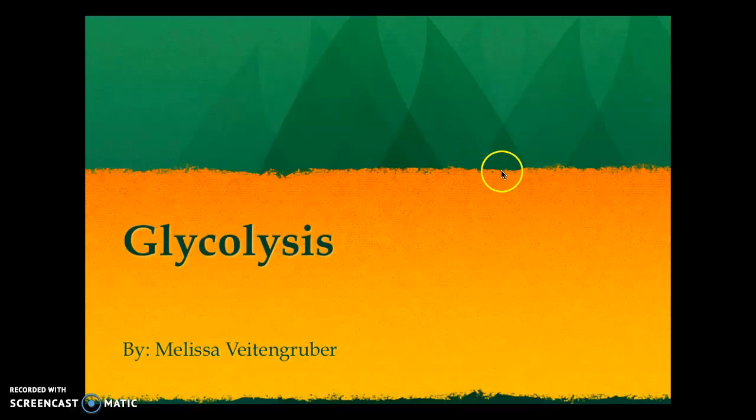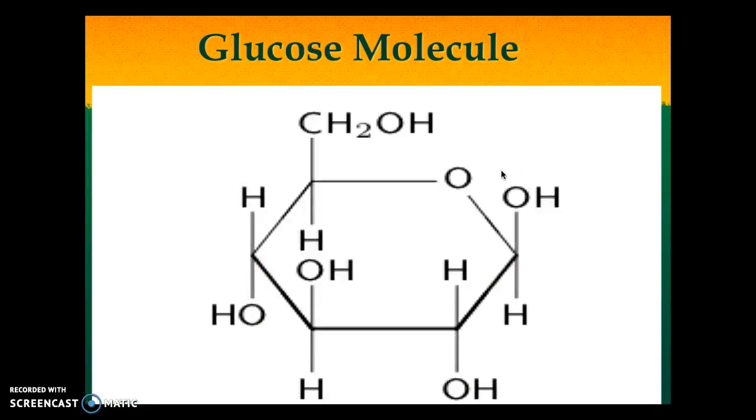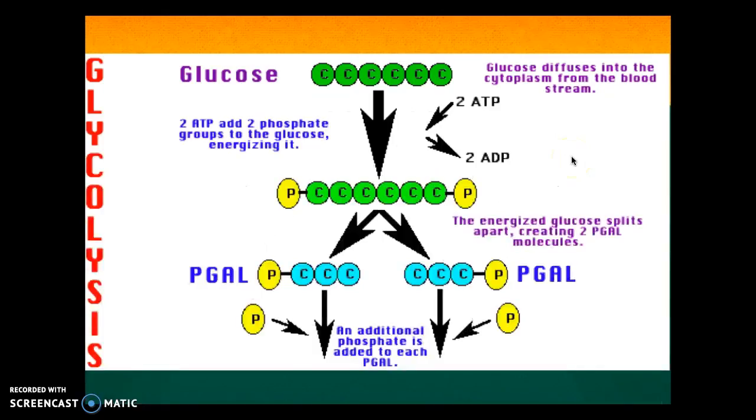So, glycolysis starts out with glucose. This is a glucose molecule. Glucose is made out of 6 carbons. The first step of glycolysis is adding 2 phosphates to this glucose molecule, which results in a 6-carbon sugar diphosphate. So here you can see your 1, 2, 3, 4, 5, 6 carbons and your 2 phosphates on each end.